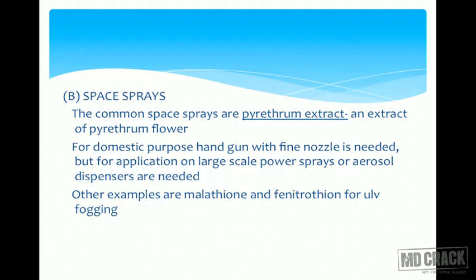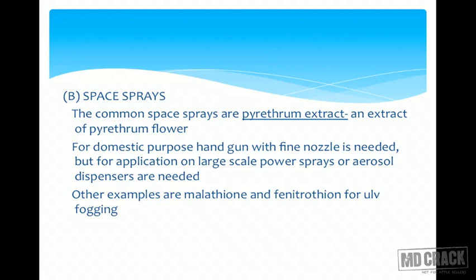Pyrethrum extract is the chemical name out of which a lot of pyrethrum compounds are made and used as space sprays. For domestic purposes, a handgun with a fine nozzle is used, but for application on a large scale, powder sprays or aerosol dispensers are needed. We saw space fogging, ultra low volume fogging, that is the example here.